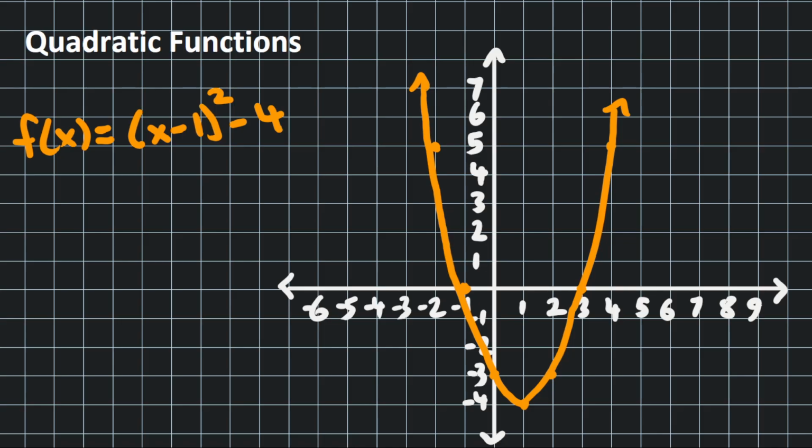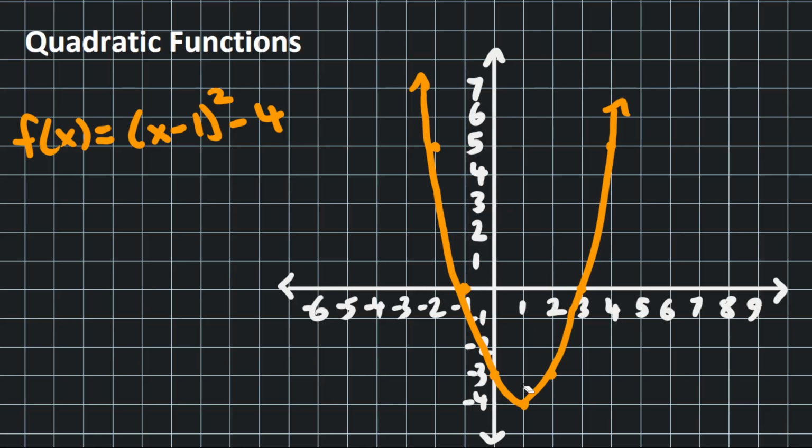It has been shifted once to the right, as you can see with this minus 1, and it has been shifted down by 4, as you can see with this minus 4 on the outside. So this is really just x squared shifted to the right by 1, and shifted down by 4. That's what's drawn in orange over here. So let's talk about this parabola that we have in orange.